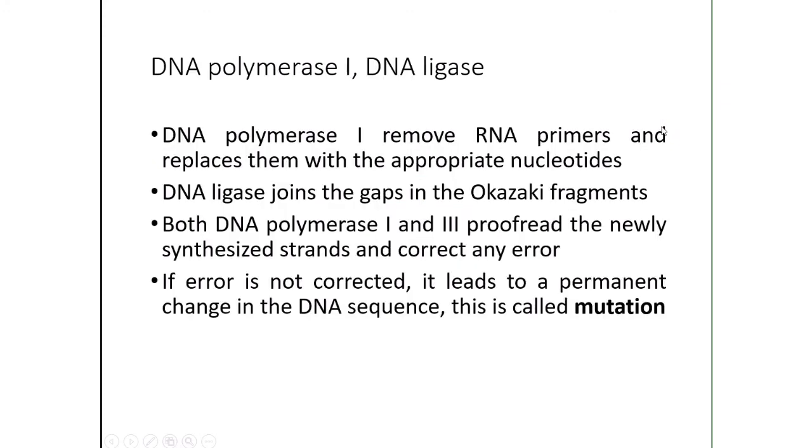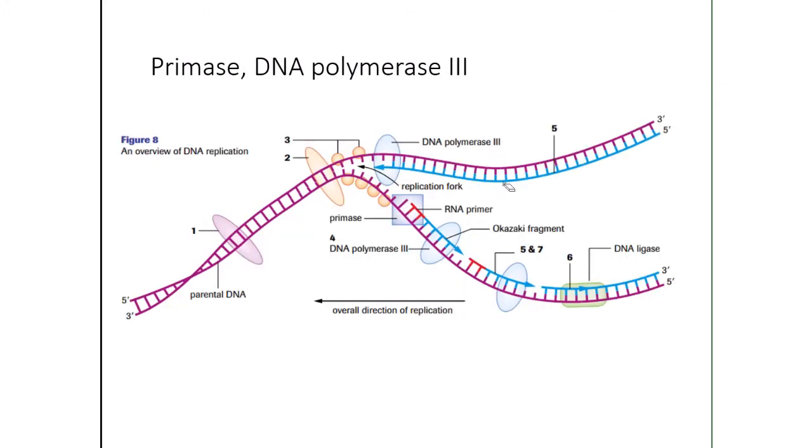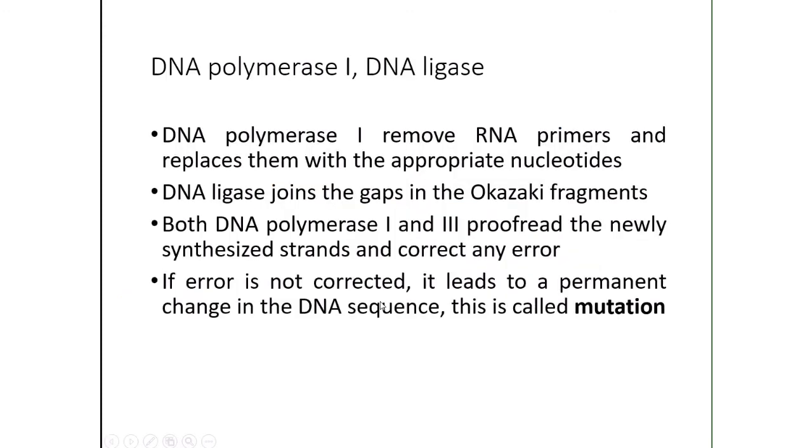So what happens is, when the Okazaki fragments are being built, eventually the DNA polymerase 3 will approach the primer that is in front of it. Okay, so at that point, the DNA polymerase 3 will fall off the strand, and it's going to be replaced by another enzyme called DNA polymerase 1. So the DNA polymerase 1 will remove the RNA primers and replace them with the appropriate nucleotides.